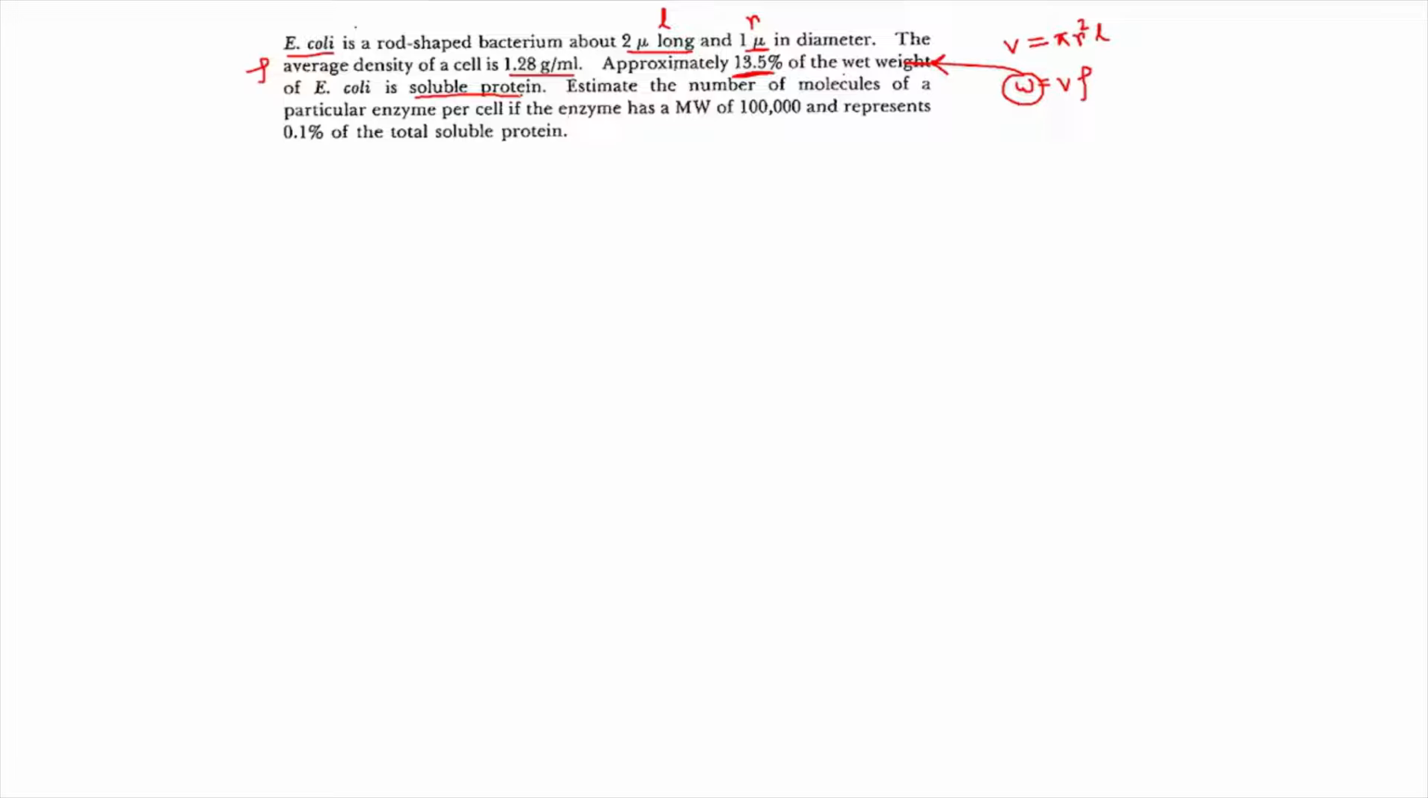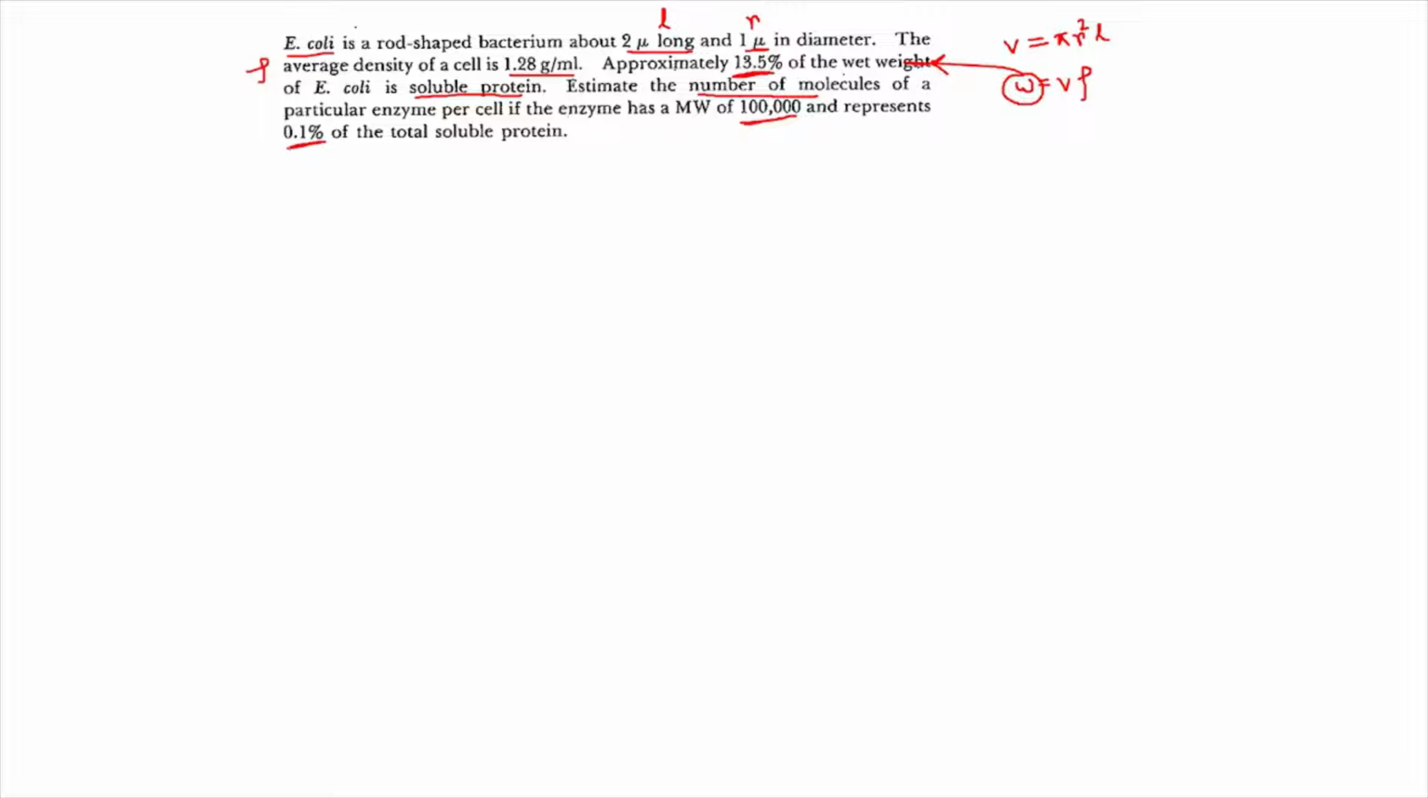Now they are saying that calculate the number of molecules present in a particular enzyme per cell if the enzyme has a molecular weight of 100,000 and represents 0.1% of the total soluble protein. That means what? Out of the total weight of E. coli cell, 13.5% of the total weight is this soluble protein, and out of that 13.5%, 0.1% is the enzyme. So I will make it simple when we do the calculation.